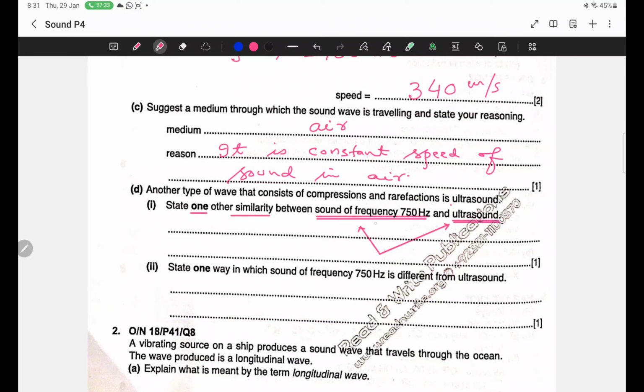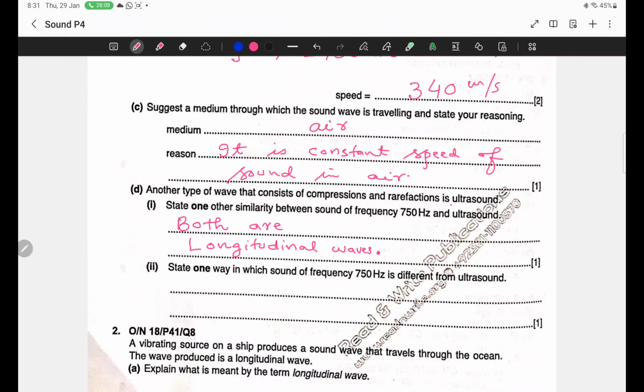Ultrasound is a longitudinal wave and sound is a longitudinal wave. So the similarity is both are longitudinal waves. Okay, beta. Both are longitudinal waves.